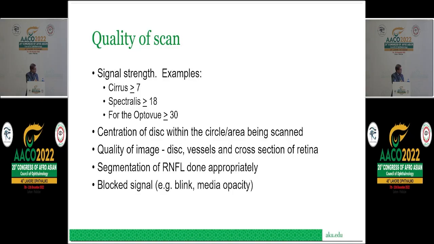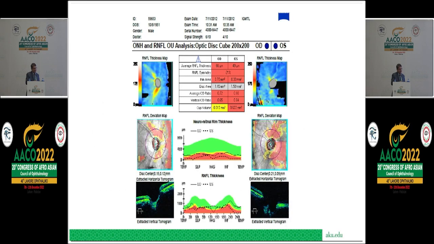strength, okay? The centration of the disc is also important. The quality of the image that you see in the blood vessels, the disc is important. And I'll show you some examples of problems, such as a blocked signal where there is an issue. The segmentation of the nerve fiber layer needs to be done properly, and if it is not done properly, you can manually adjust it to make sure that it is okay. So just like visual fields, we have the reliability index, the quality check. These 5 things need to be checked for quality for OCT.